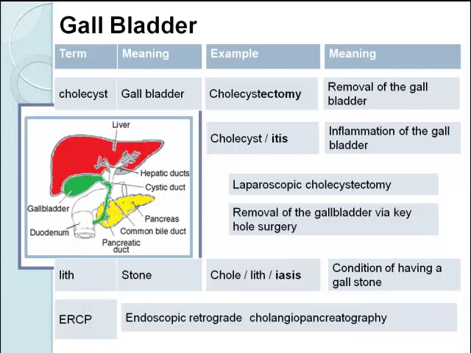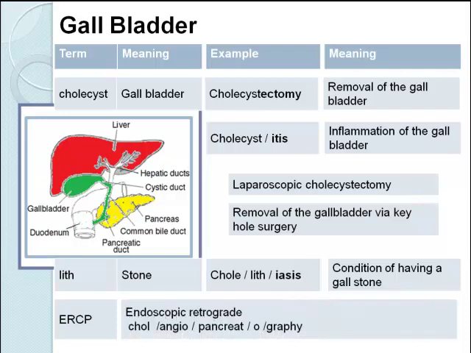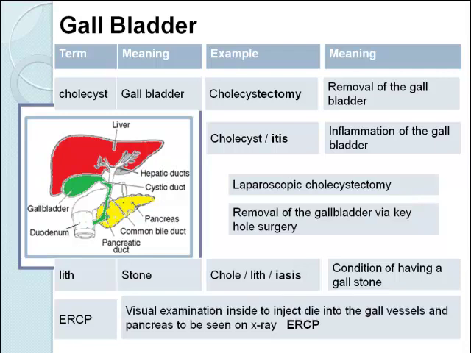ERCP, we had this one earlier. It means endoscopic retrograde cholangiopancreatography. Let's break it down. Endoscopic means they're going to look inside. The retrograde means they're going against the flow of the fluid. Cholangiopancreatography, let's work it from the back end. An X-ray of the gall vessels and pancreas. In order to see the soft tissues on X-ray, dye has to be squirted in.